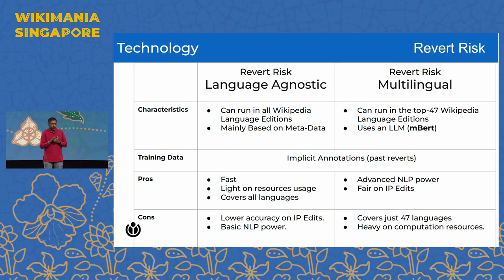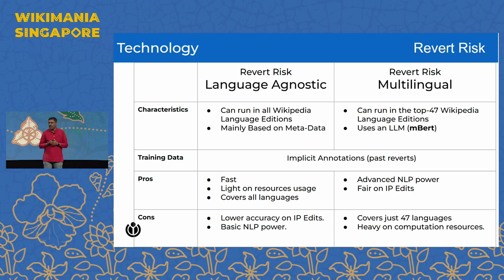Currently, there are two experiments happening on this one. One is to use a large language model called MBERT to score these edits. And the other one, I think, is the direction we want to move. It's the language agnostic scoring system, where we can score these edits independent of the languages.